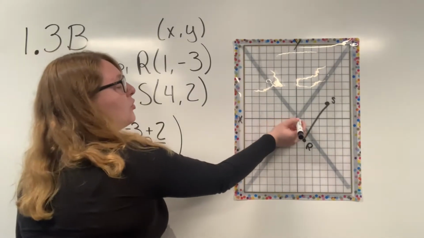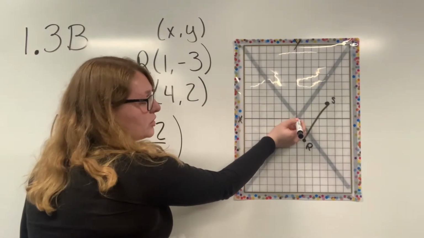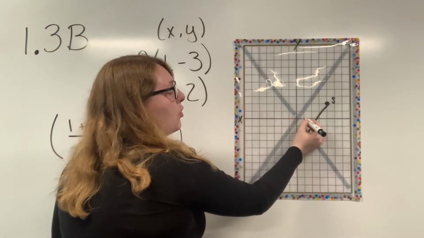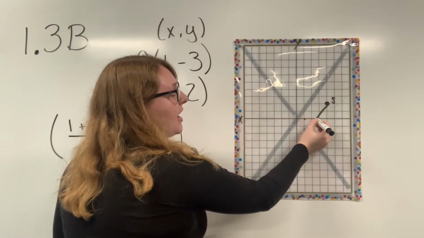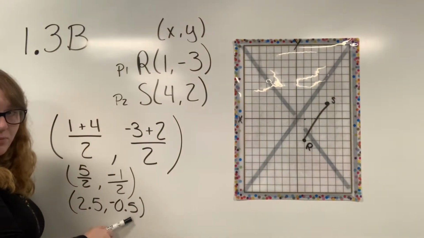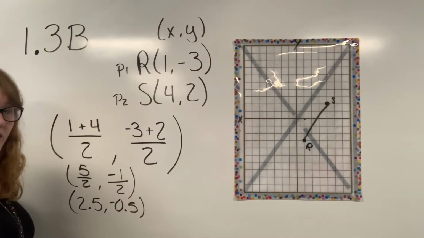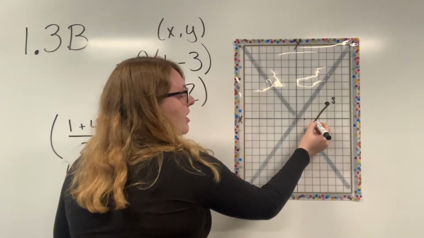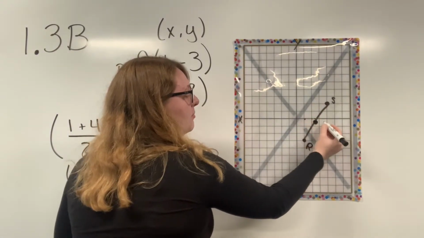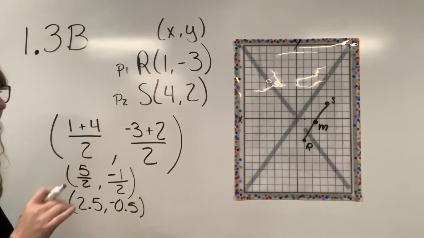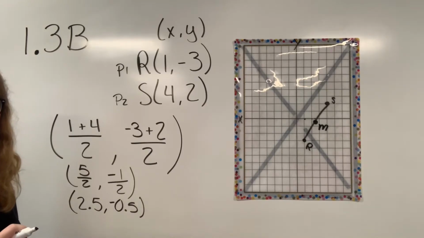So again, we're going to start at the origin and we're going to count over 2.5. So 1 box, 2 boxes, half a box. And then since we have a -0.5, we're going to go down a half. So from our 2.5 mark, we're going to go down half a box and make a point there. That is our midpoint. That is halfway between R and S.